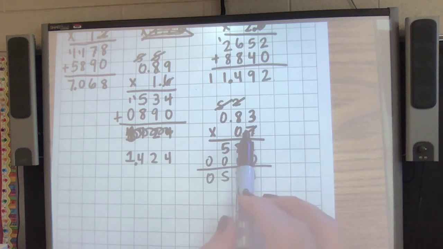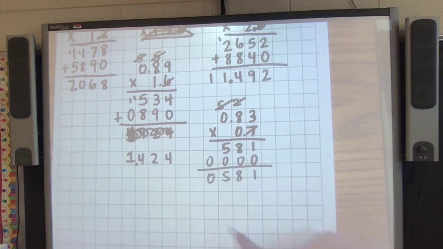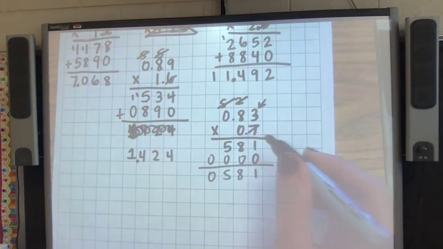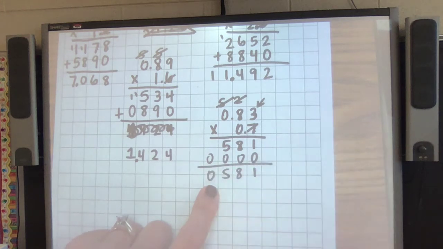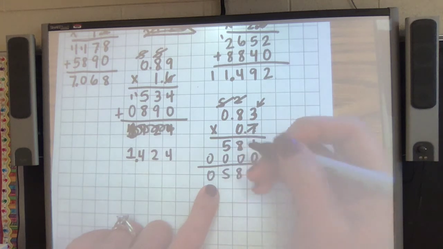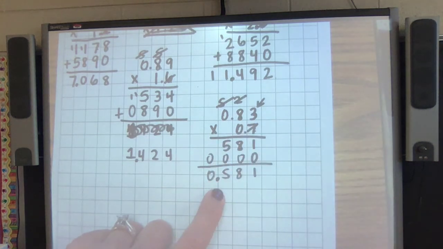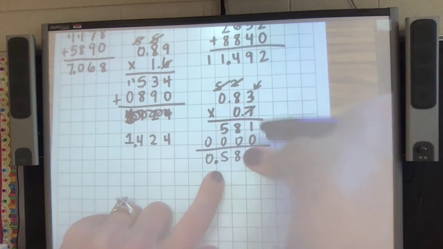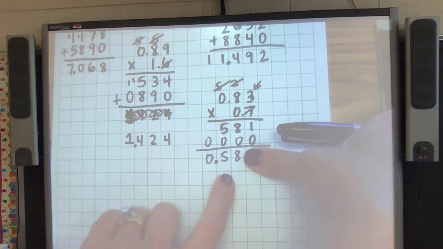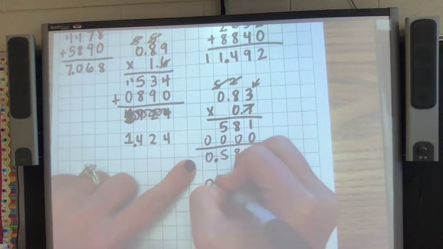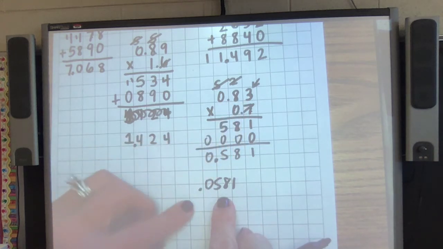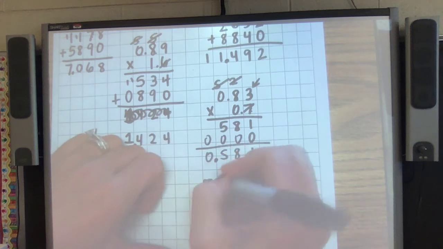Now where's it going to make sense? I multiplied by something smaller than 1, so my answer has to be smaller than that 83 hundredths. But it also has to make sense. Right here is going to make sense because this is going to be like 58 cents, which is less than 83 cents. If we had put the decimal over here, that would be way, way less than 83 cents. I know it's not going to be way less, just a little bit less. So that wouldn't make sense.